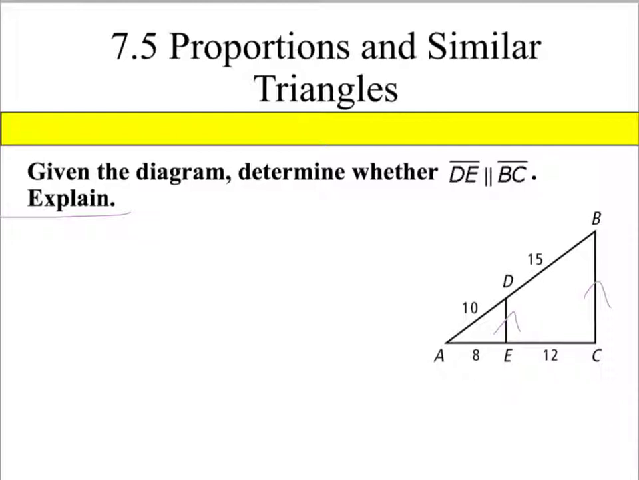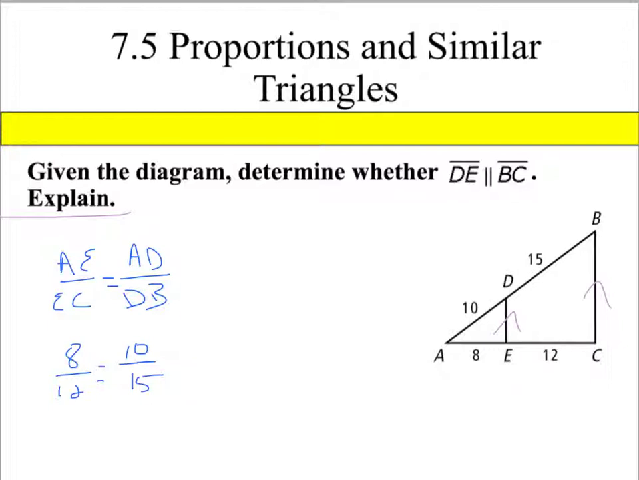All right, let's see how you set up your proportion. If you look at this, you are going to have AE over EC, and if it is proportional, it should be equal to AD over DB. Okay, so you now have 8 over 12 is equal to 10 over 15. Is that true? Well, let's cross multiply.